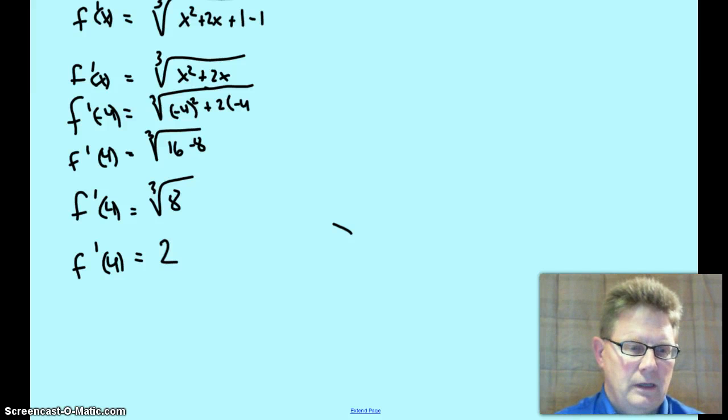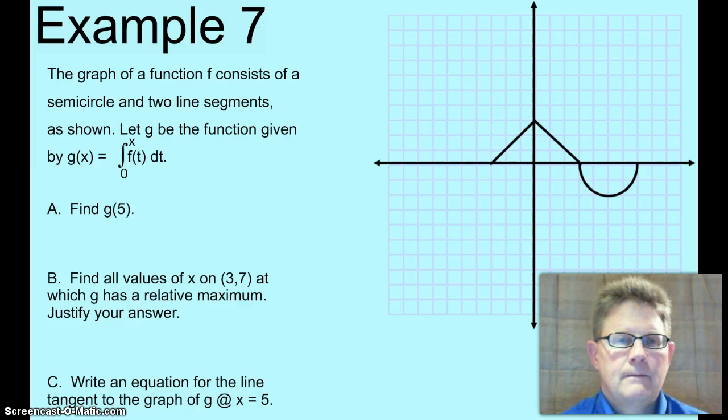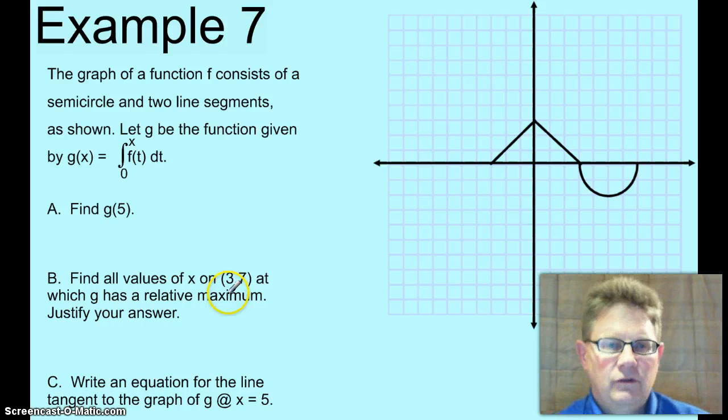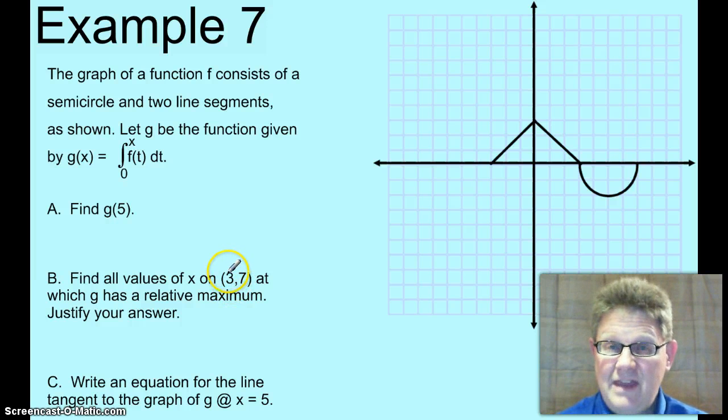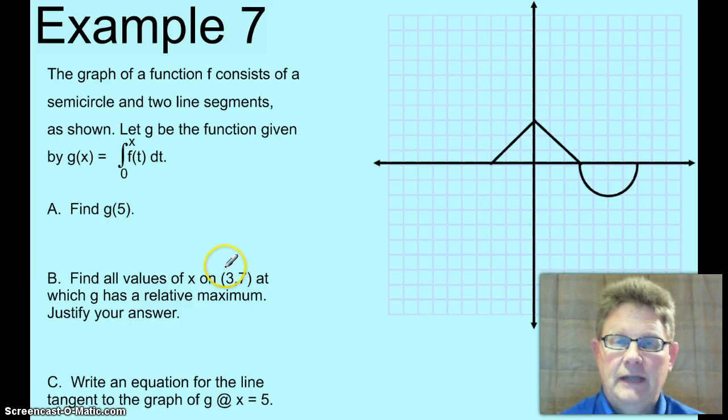Alright, let's move to the big problem of the day. Example number 7. A graph of a function consists of a semicircle and 2 line segments as shown. Let g be the function given by g of x equals the integral from 0 to x of f of t dt. Okay, this problem was taken from an actual AP test.